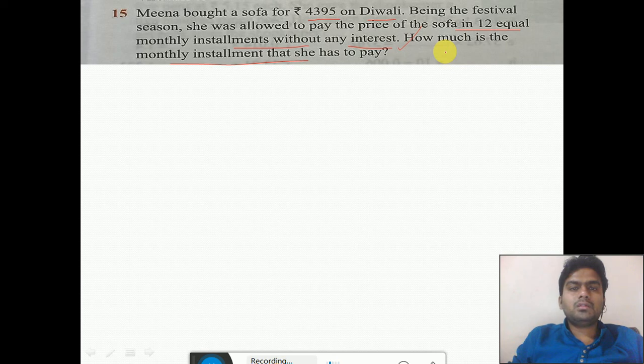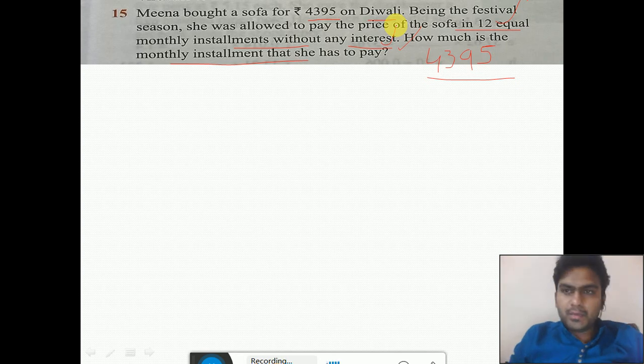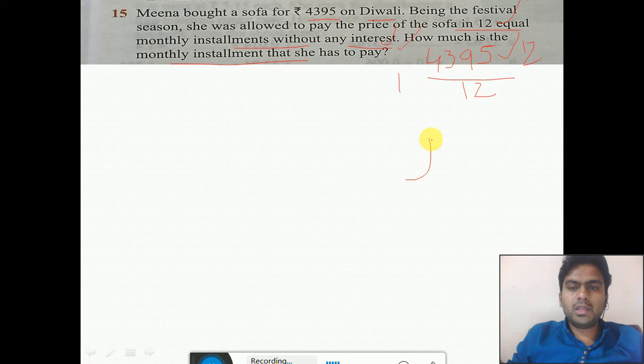So what we have to do here: the total money Meena has to pay is 4,395 rupees. And the total installments are 12, meaning 12 monthly installments without any interest. So what does she have to do now? In 1 month she has to pay the money. In 12 months she has to pay this much money. So in 1 month she will pay 4,395 upon 12. So divide this number by 12 only, you will get your answer.